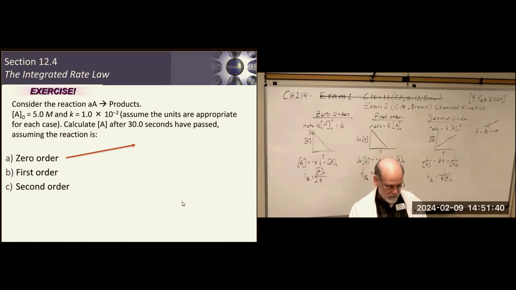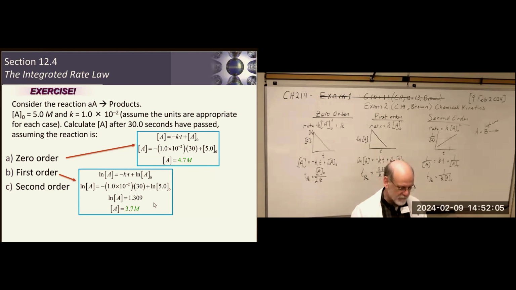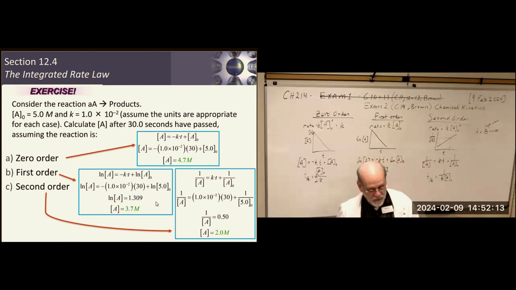So the zero order has an integrated rate law that looks like that. And we plug in the values that were given for K, initial concentration, and time. And we find that after 30 seconds, if it's zero order, you've got 4.7 molar left. So a lot of it's left. Zero order is a slow reaction. First order, if we do the same thing, we find that we only have 3.7 molar left. So first order is moving faster. And then if we do the second order, same thing, we only have 2 molar left after 30 seconds. So the order does have something to say about the speed of the reaction.